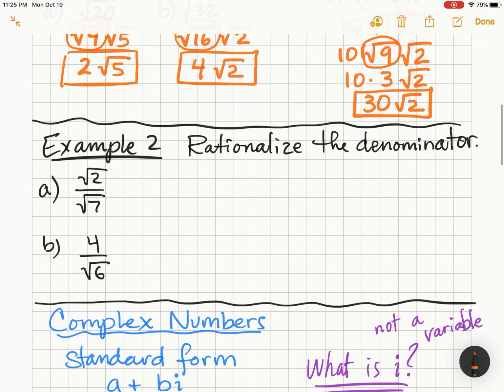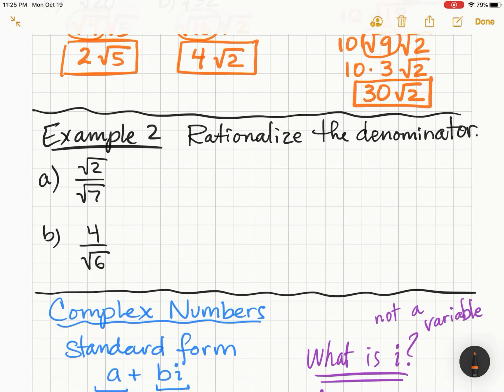Example 2, let's recall that we need to rationalize denominators. We don't like leaving radicals in the denominator. So we always multiply by 1. Multiplying anything by 1 doesn't change the value. For example, you have the number 7. You multiply by 1, you still have 7. But this one is going to be fancy. And I'm going to pick radical 7 over radical 7. Whatever that denominator is, that's what I use. Remember, anything over itself is 1.